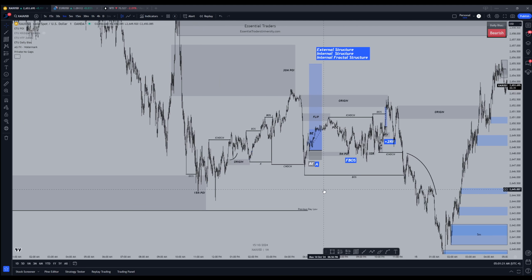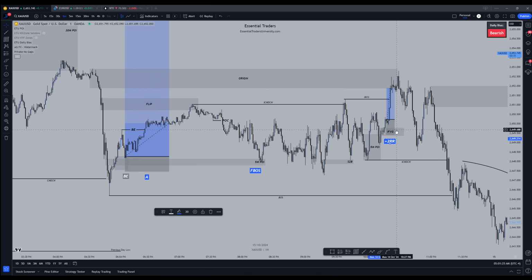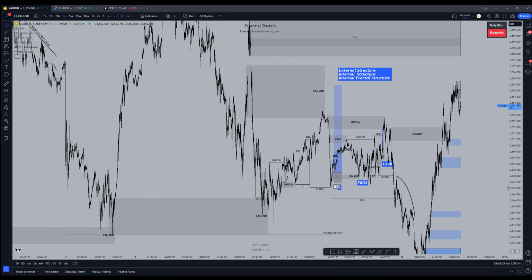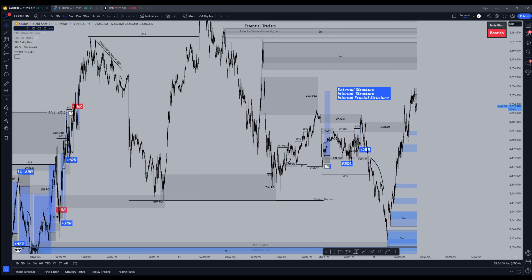Typically for me, I'd aim for 3RR, but in this case, this is a rare situation here and only got 2R, but typically at least 3R is for me, 3 to 4R average. But that's basically it for this video, basically summing up the objectives of price.